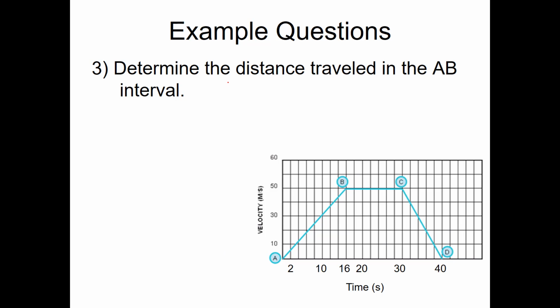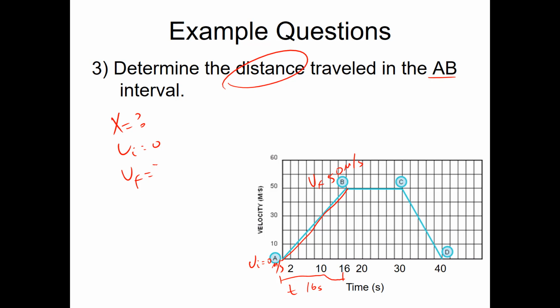Okay, another question where you have a distance traveled, but here we're looking at the AB interval. Now what you're going to notice here is you start off with an initial velocity of 0. It's not constant velocity. And you ended off here at a velocity of 50 meters per second. And the time it took for this one to occur was 16 seconds. So here's your time, 16 seconds. And so now we can go ahead and solve for x equals question mark. When I started off at 0, I got to a final velocity of 50 meters per second, and I did this for a time of 16 seconds.